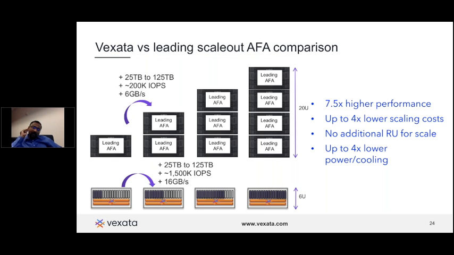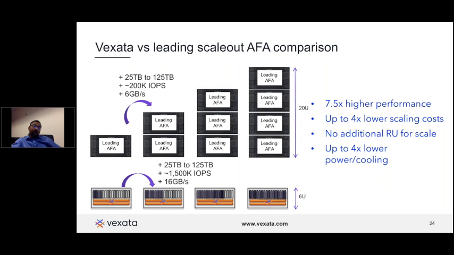Before that, this slide just shows you how we compare against some of the popular all-flash arrays and what you need to do to scale your Oracle workloads using the existing all-flash arrays. If you notice, each time you need to add, let's say, 25 terabyte, you need to buy an entire new array, which delivers, let's say, around 200K IOPS and 6 gigabytes per second. So you also add more power and more rack space, as you can see. In the case of Vexata, you just don't need to do anything. You just add the 25 terabyte, you get 1.5 million more IOPS and 16 gigabytes per second.